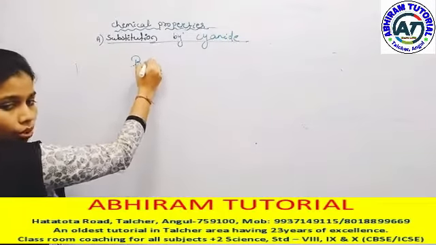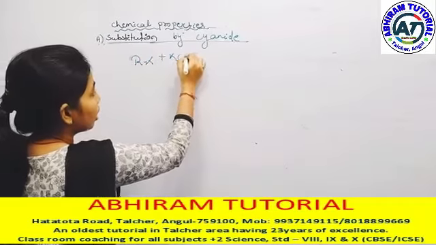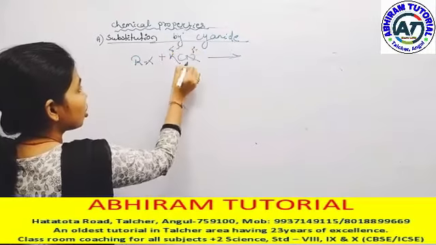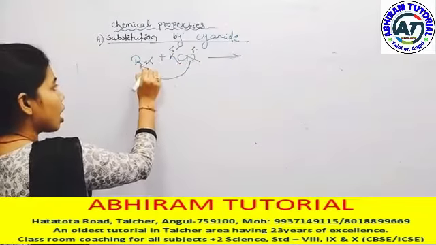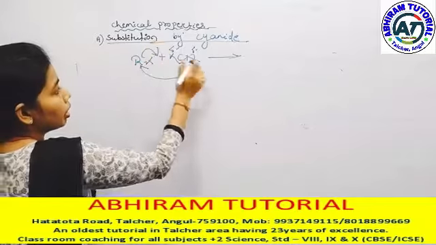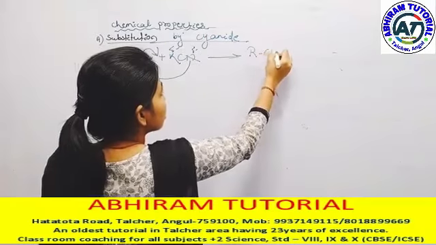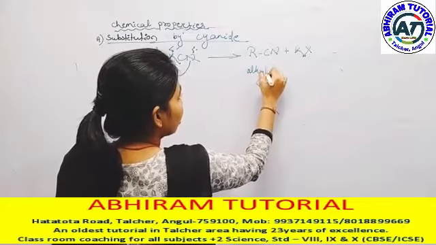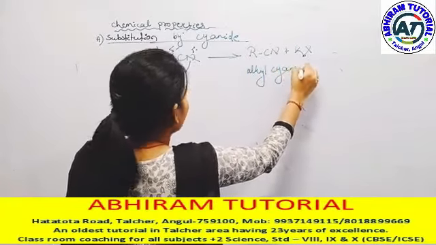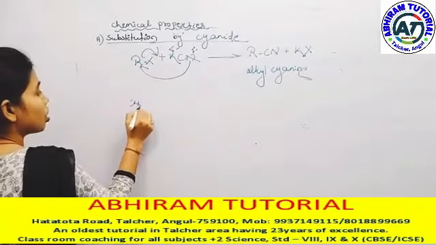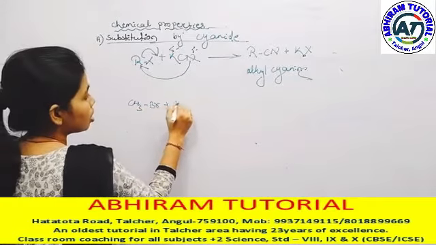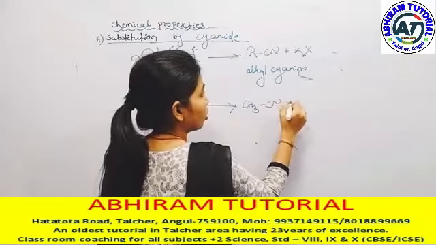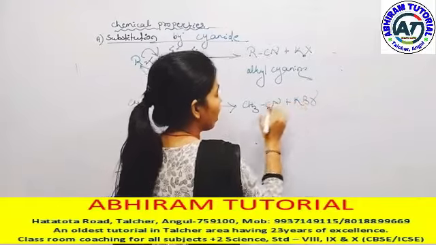Haloalkane, when reacted with KCN (K positive, CN negative), gives RCN, with X eliminated: RCN plus KX, that is alkyl cyanide. For example, CH3Br plus KCN gives us methyl cyanide plus potassium bromide.